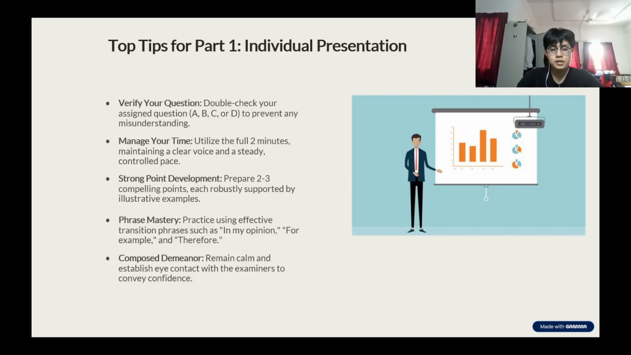Fifth is the composed demeanor. You have to make sure that you are calm and you have to establish some eye contact as well with the examiners to prove that you are confident in taking the speaking test.